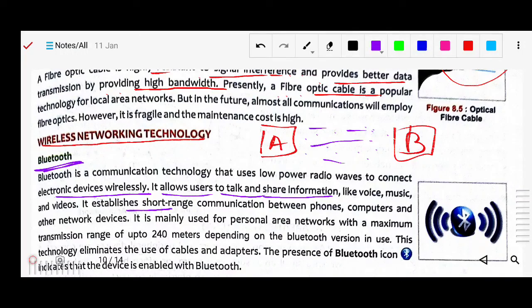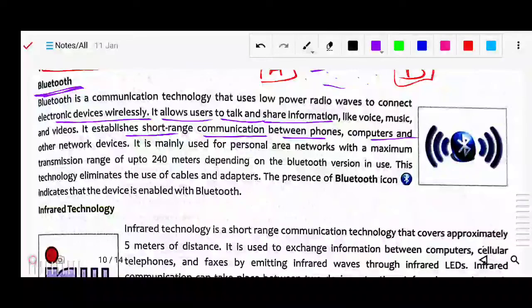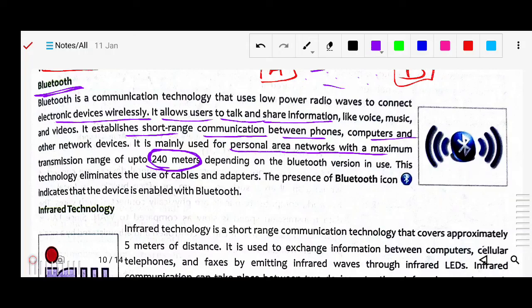It establishes short range communication between phone, computers and other network devices. It is mainly used for personal area networks. So it has some limitation, and it is generally used for personal area networks within a maximum transmission range of up to 240 meters, depending on the Bluetooth version in use. So which version of Bluetooth you have, depending on that it is working.